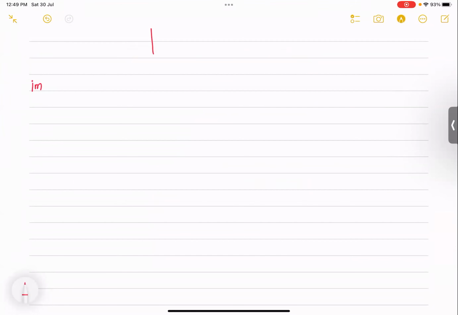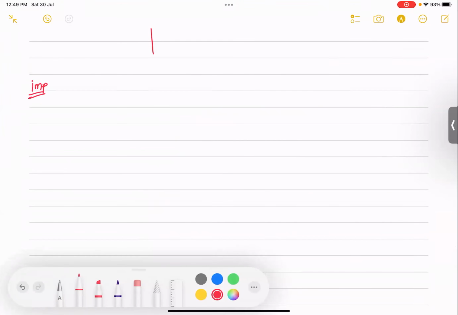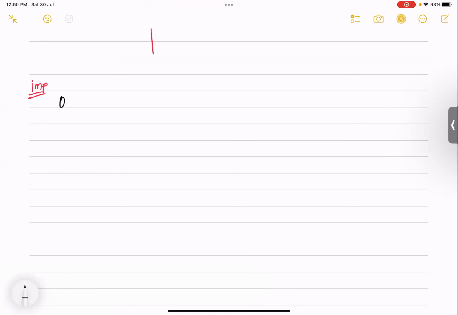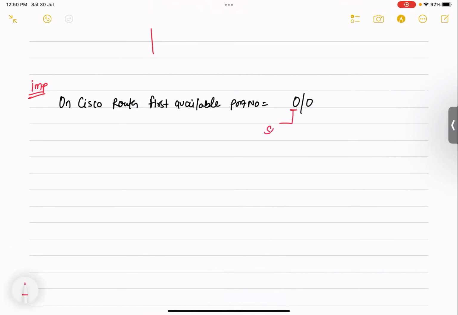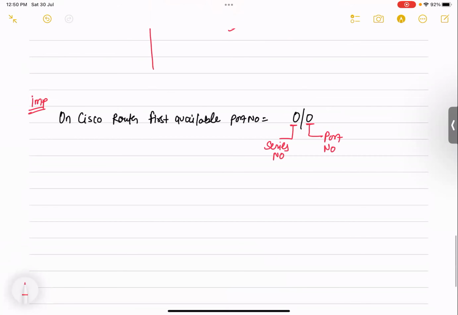Now, one more thing. It's a very important point. Mostly they get confused on this point. Why? On a Cisco router, what is the first available port number, or you can say interface number? Any idea, Sarath? 0/0, right? 0/0 means this first 0 is the series, and the second is the port number.